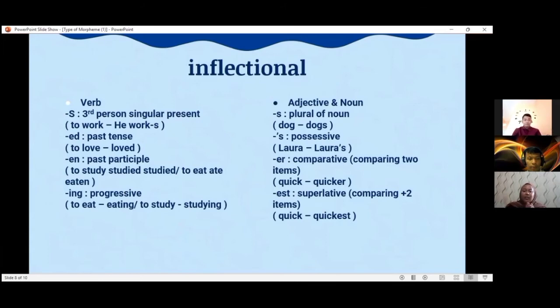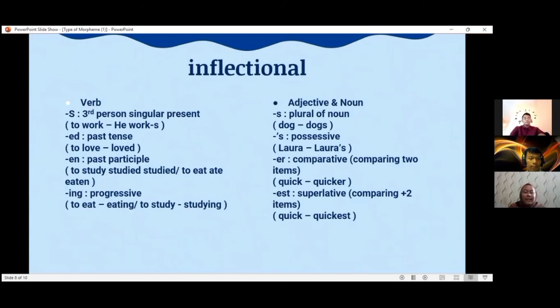And number two is the suffix ed. The suffix ed functions in the past simple or past tense as the marker of the regular verb. For example, to love becomes loved. Number three is en. The suffix en functions in the marking of the past participle and, in general, the marking of the perfect aspect. For example, to study, studied, studied, or to eat, ate, eaten.